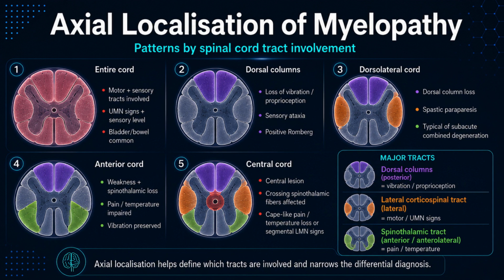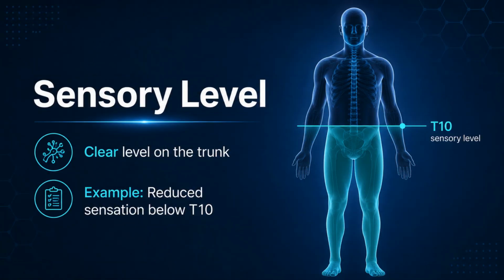Anterior cord lesions affect motor pathways and pain temperature pathways, while often sparing vibration and proprioception. Central cord lesions affect crossing spinothalamic fibers, causing segmental pain and temperature loss. Understanding these tract patterns helps narrow the differential diagnosis. A sensory level is one of the most useful signs of spinal cord localization. The patient may describe numbness or reduced sensation below a certain point on the trunk. For example, reduced sensation below the umbilicus suggests a level around T10.